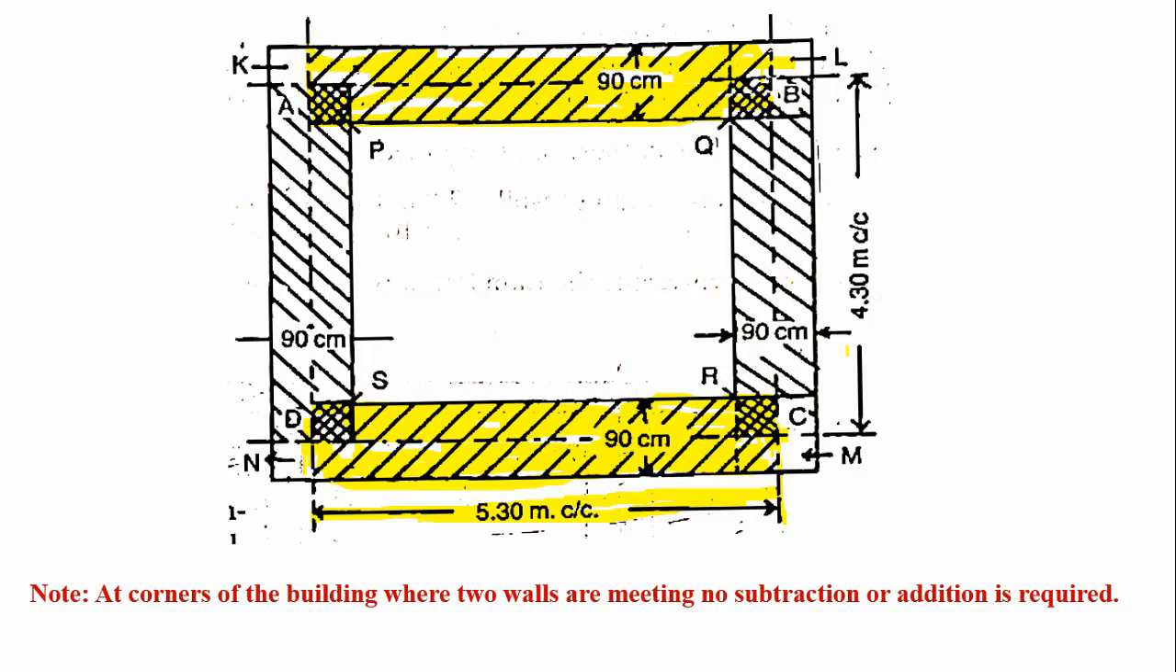Next comes the short wall. The short wall center is starting from this point till this point, and the length is 4.3 meters. We will multiply it by breadth, which is 0.9 meters, and multiply by depth, and you will get the quantity. This is one wall, this is another. If you multiply by 2, you will get these two walls.